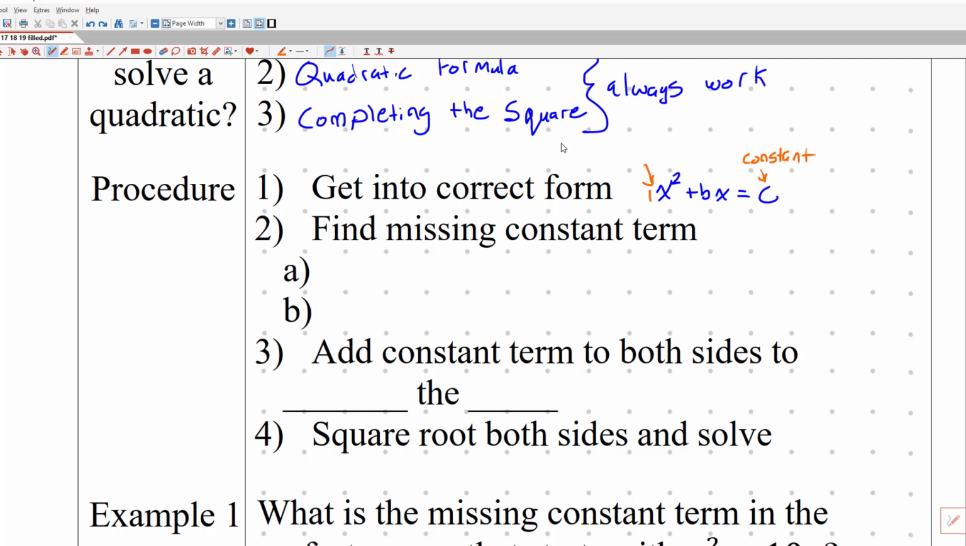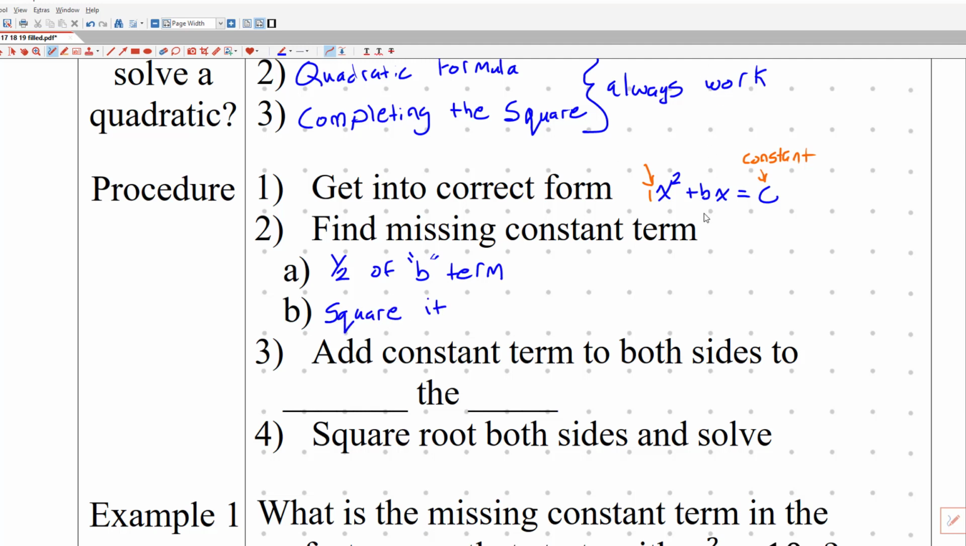Okay, so after you get it into that form, you're going to find the missing constant term, and just doing that will get you the answer for the homework assignment for tonight if you're watching this video on Monday. So the missing constant term is the thing that you're going to add in order to complete the square, and to find that, you're essentially going to do half, that's a 1/2, of the "b" term, and then whatever that half is, you're going to square it.